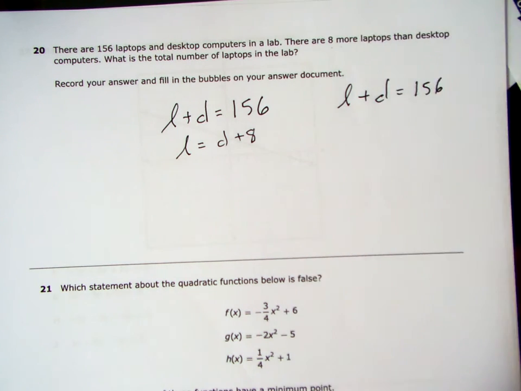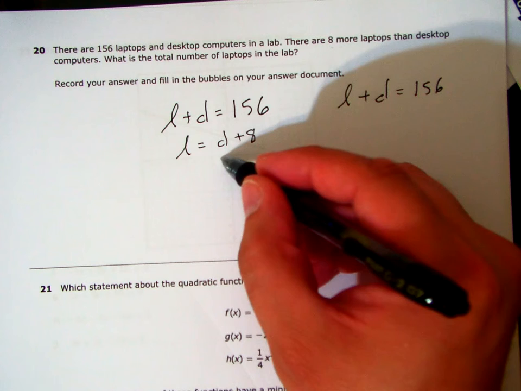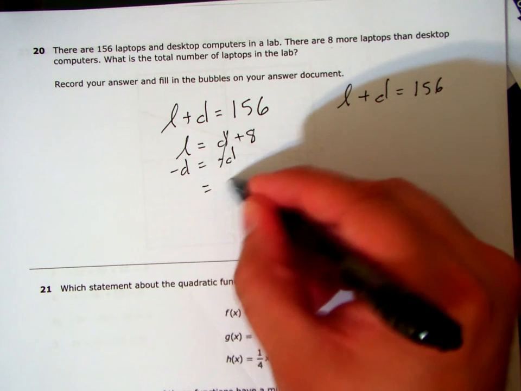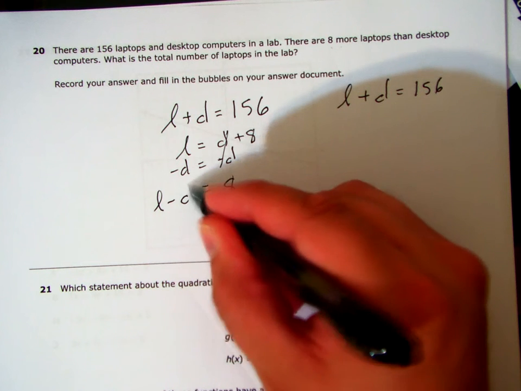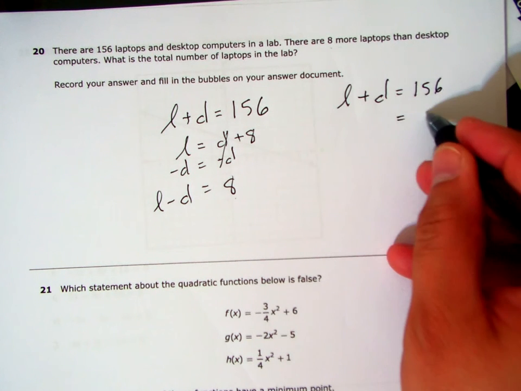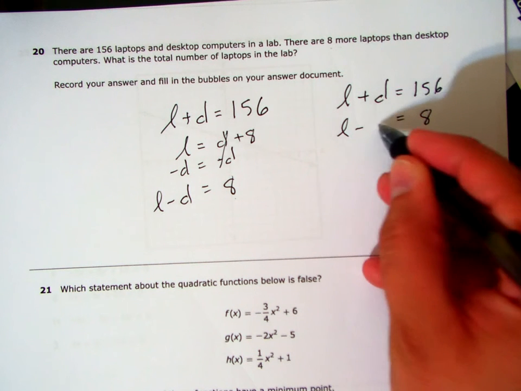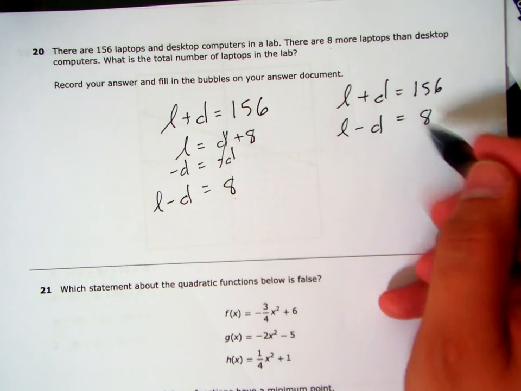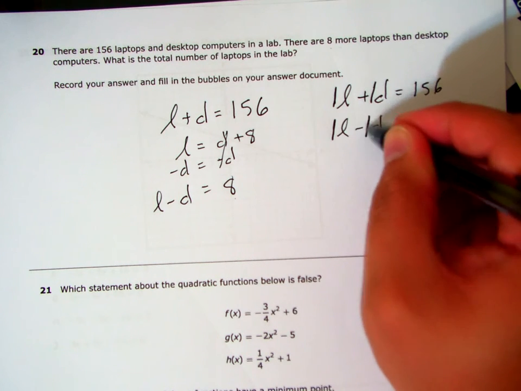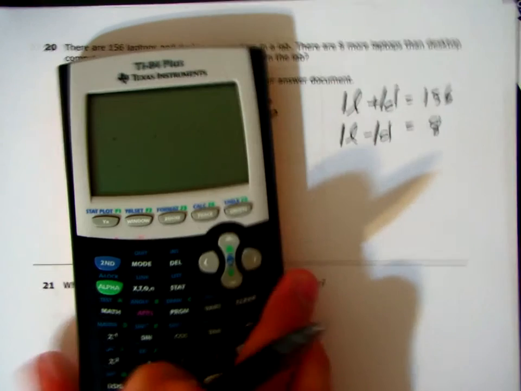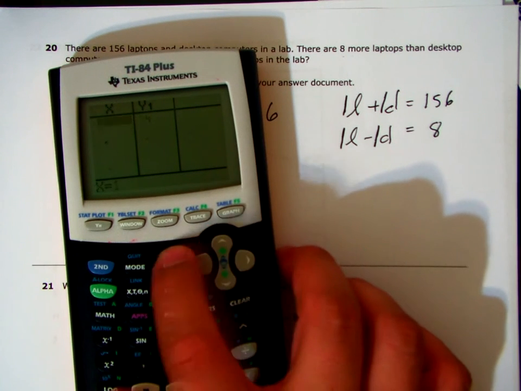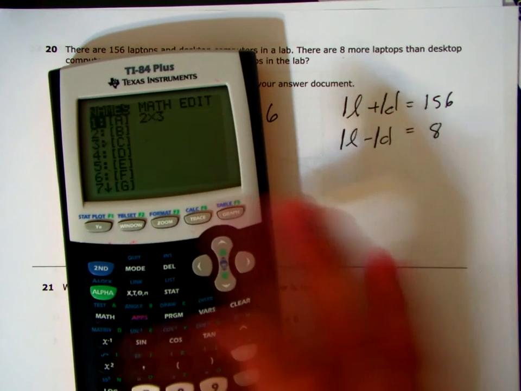But for the other one, the letters have to be on the left side, right? So minus D, we have 8. L minus D equals what, y'all? 8. Right? So L minus D equals 8. There's 1 L, 1 D, 1 L, and negative 1 D, right? Well, let's do the matrix thing again. Delete, delete, delete.